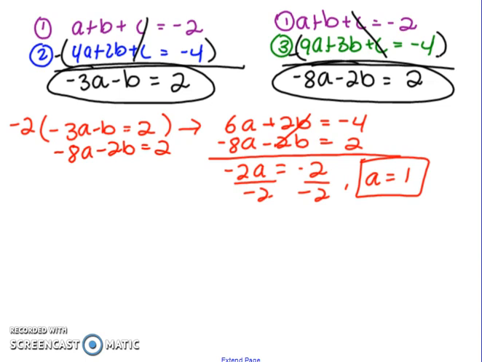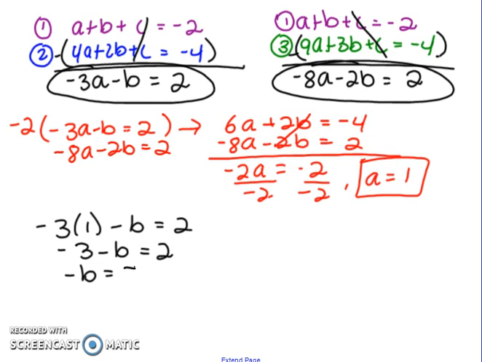Now I need to go back to one of the two circled ones and plug in 1 for a. So I'll go to the negative 3a one. So negative 3 times 1 minus b equals 2. Negative 3 minus b equals 2. Negative b is equal to 5. So b equals negative 5.